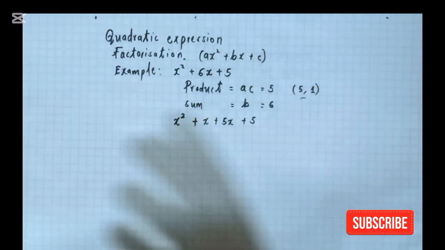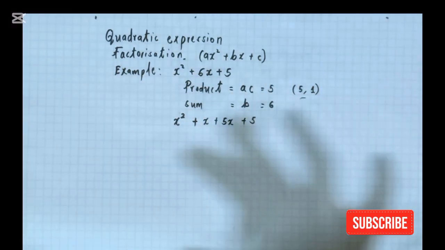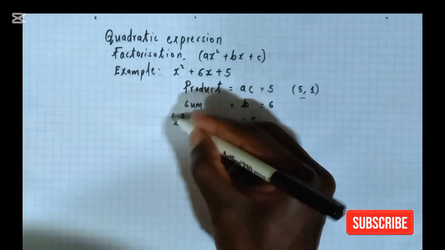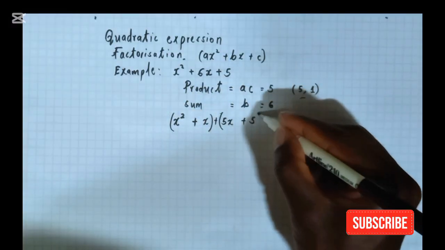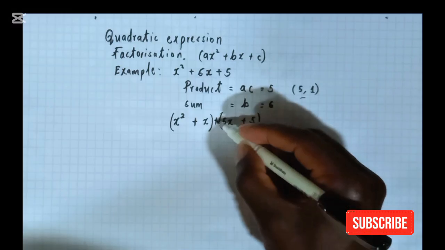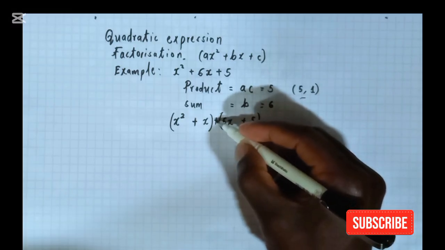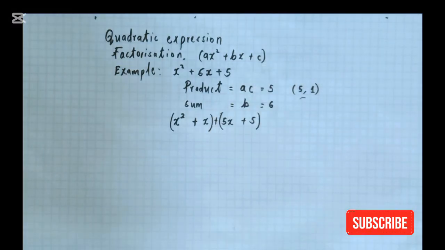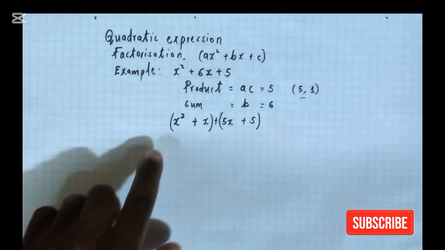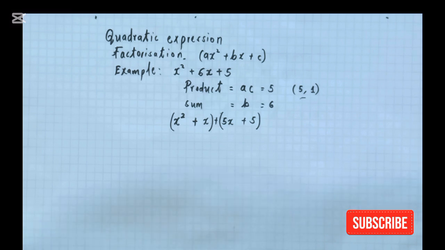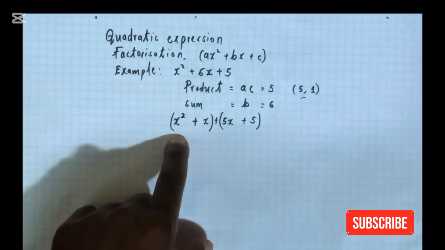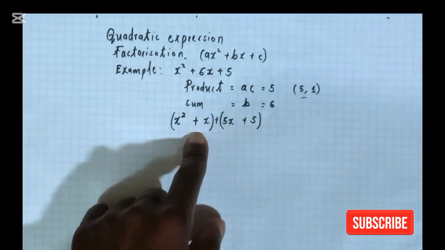Then we are going to pair them together and factorize. So we're going to pair these two together like that, and these two together like this. Don't consider the positive sign in between. After pairing these two terms together, we are going to factorize for each pair.